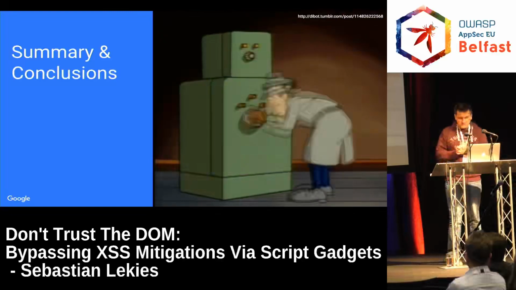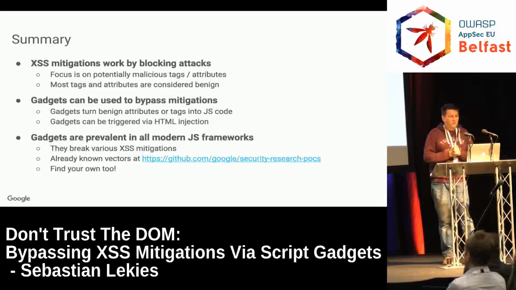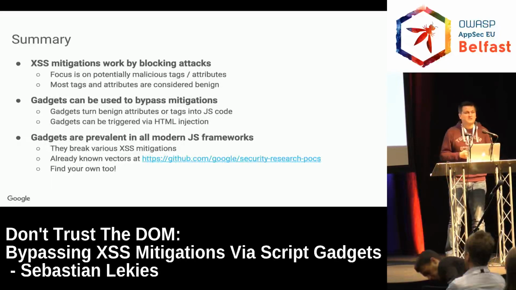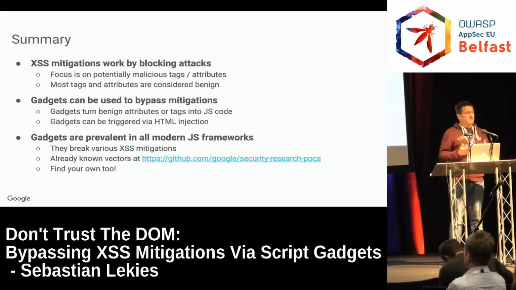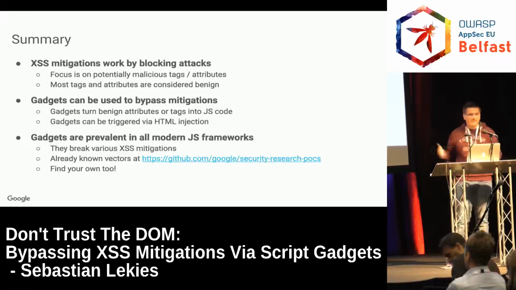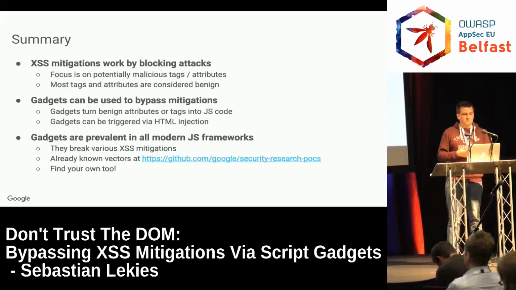Okay, summary and conclusion. I think we need to hurry a bit because time is running out. So summary, what we've showed you is that XSS mitigations work by blocking attacks, not preventing the vulnerabilities, and that we can use script gadgets to bypass these mitigations. And what we found out through our manual study is that gadgets are very prevalent in modern JavaScript libraries.